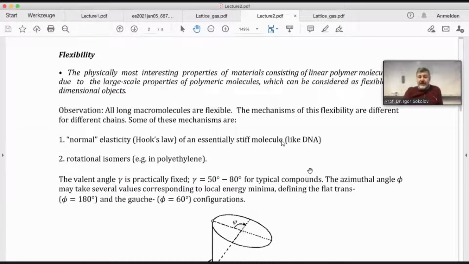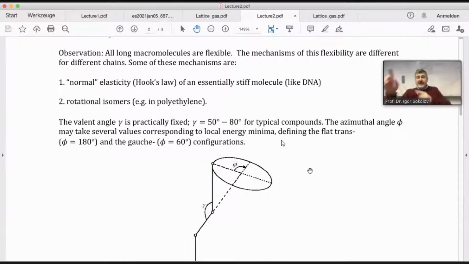For example, the polyethylene molecule is practically almost a freely rotating model. I think you have already heard about the freely rotating model from Mr. Rabe, or not yet? Not yet. Yeah.